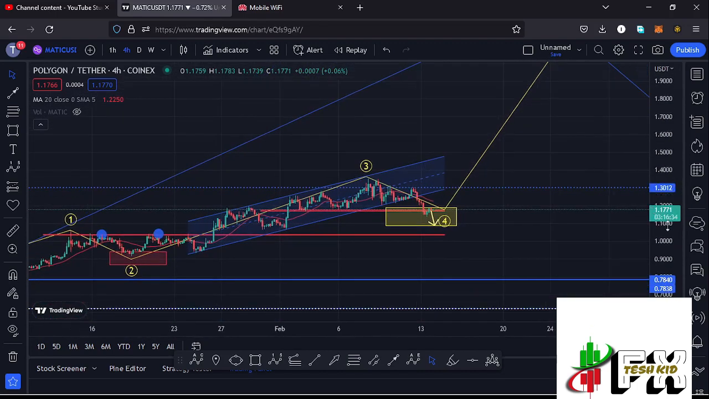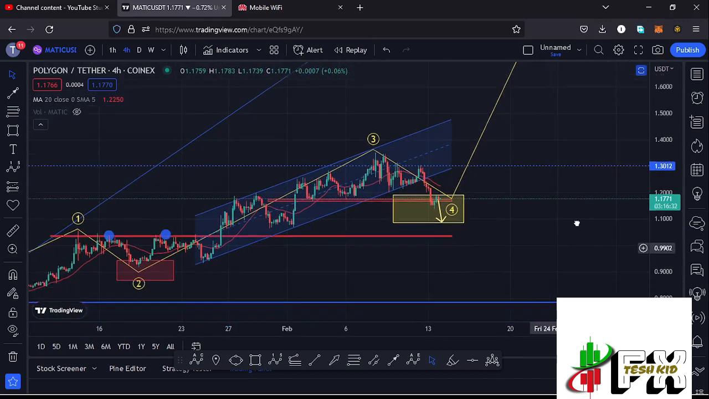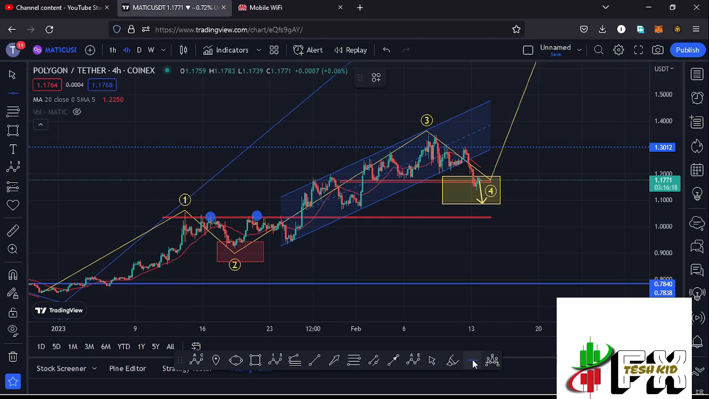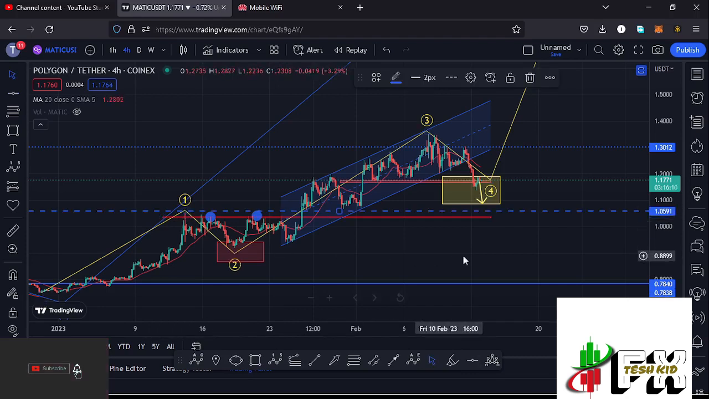And we also need to have an invalidation point for this Elliott wave structure in the formation of this wave 4, and my invalidation point is at the wave 1 high, so I can mark the wave 1 high here on the charts like that, and that is at around the $1.0591 mark.